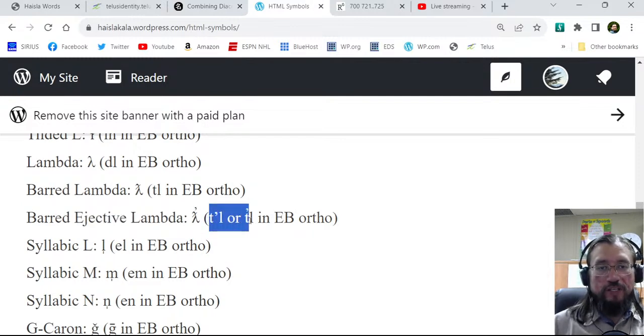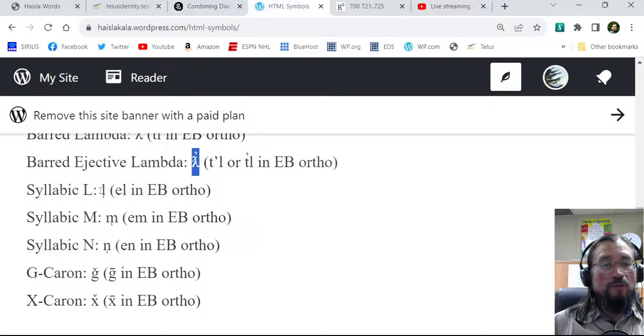So this was a little tricky in Bach's orthographies. He either used a T and an apostrophe afterwards and an L, or he put the apostrophe on top of the T and then followed it with an L. Whereas Lincoln and Rath used one symbol, basically, to represent that sound.